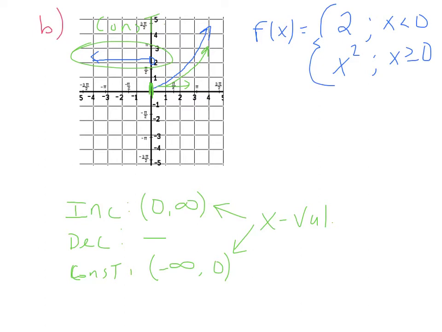As the x values are going from 0 up to infinity, the function's value, the y values, are going up. They're increasing. So our function is increasing from 0 to infinity along the x-axis, and it is constant from negative infinity to 0.